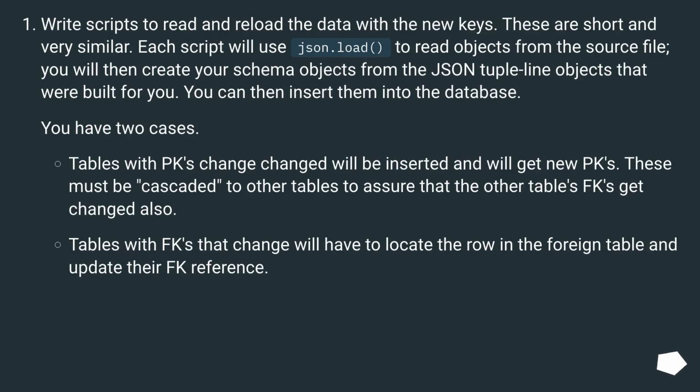These are short and very similar. Each script will use json.load to read objects from the source file. You will then create your schema objects from the JSON tuple-like objects that were built for you. You can then insert them into the database. You have two cases. Tables with PKs changed will be inserted and will get new PKs. These must be cascaded to other tables to assure that the other tables' FKs get changed also. Tables with FKs that change will have to locate the row in the foreign table and update their FK reference.